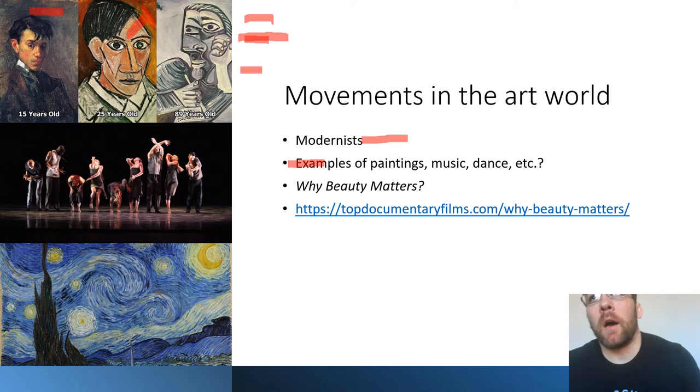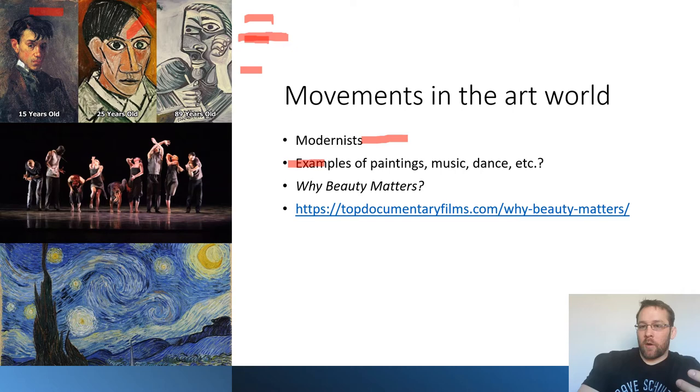So there is this movement in the art world in the early 20th century, where people are getting more and more abstract, and moving away from more traditional forms of painting and other artistic expression.